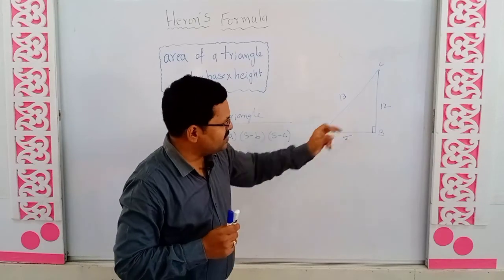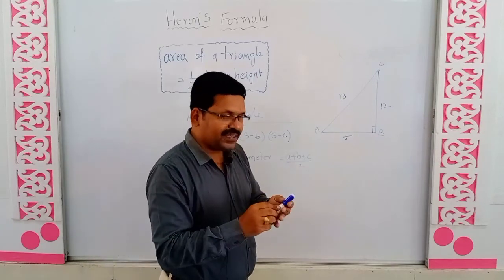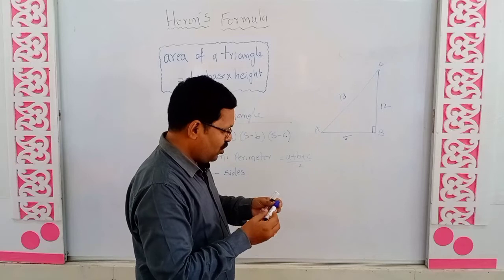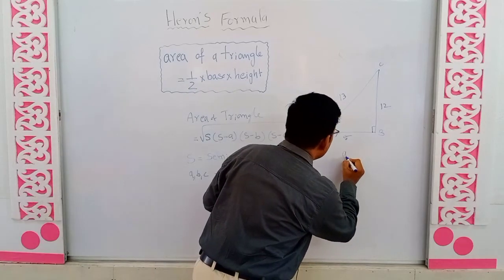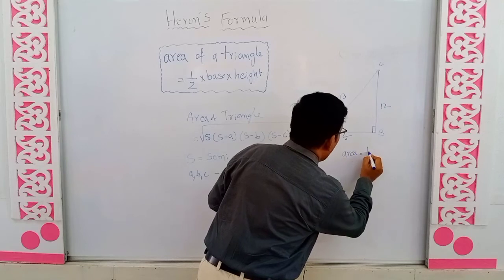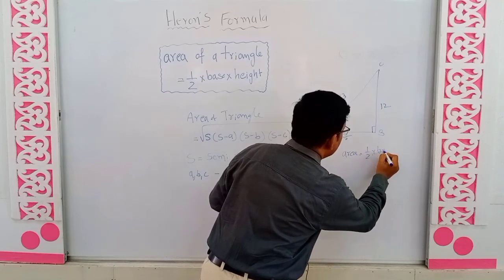So this is a right angle triangle. Let us find out the area of this triangle first, by our usual normal method. What is our normal method? Area is equal to half into base into height.